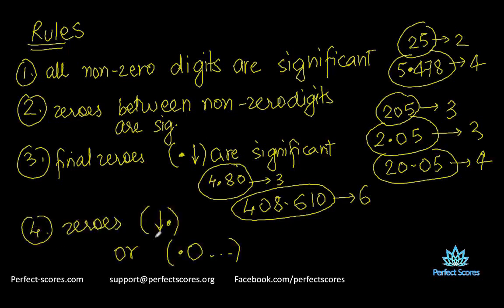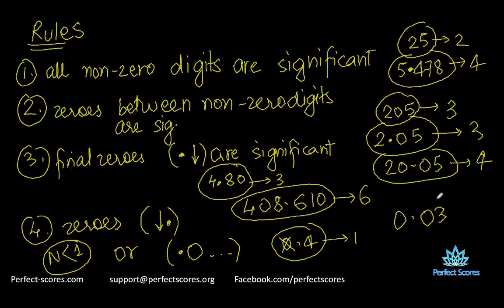Rule number 4. So if you have zeros, and this is about numbers that are smaller than 1. So any kind of zero to the left of the decimal is not significant. For example, 0.4. This one is not significant, so the answer is you just have one significant figure. Or if the zeros are directly to the right of the decimal point, let's say 0.03. Again, this is not going to be significant. So the actual number is only 3. And that is why you have just one significant figure.